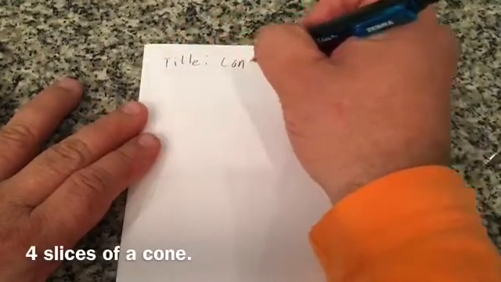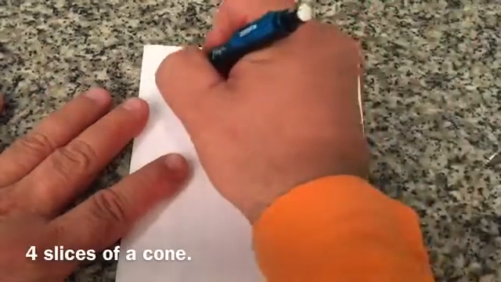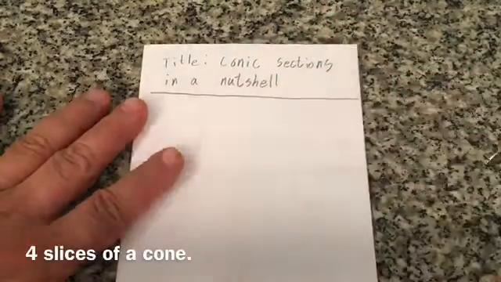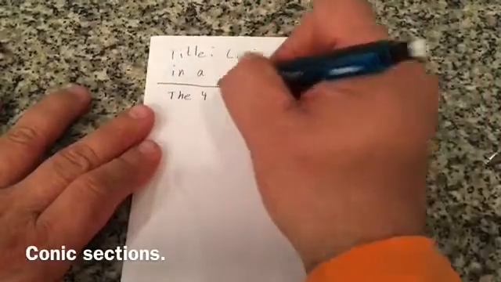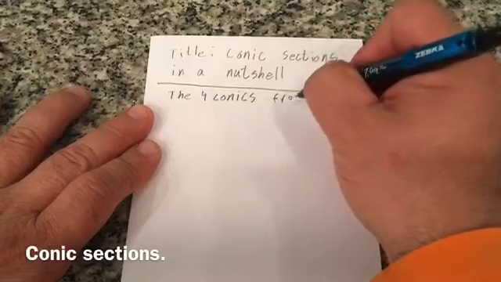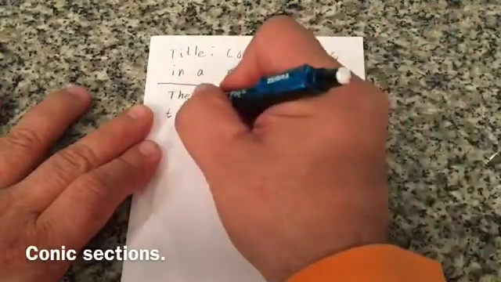Geometry is conic sections in a nutshell. The first thing is that there are four conic sections. I'm going to list them from easiest, and this is just my opinion, to the most difficult.